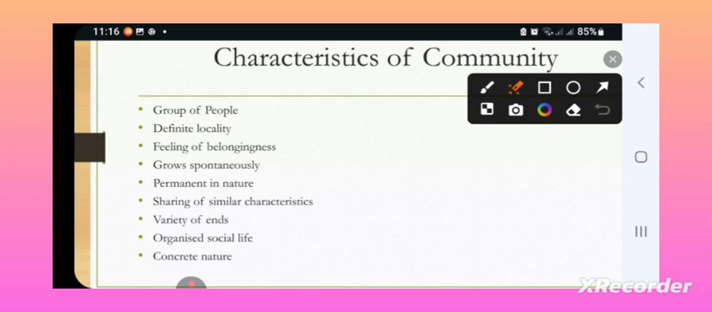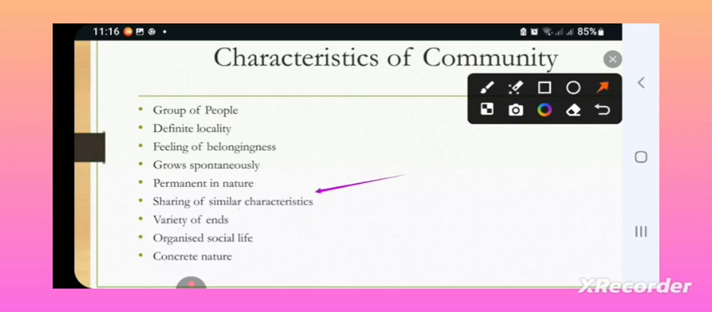Acquired spontaneously. A community typically arises naturally from people living and interacting together rather than being formally created by a government or law. Permanent in nature. While specific members may change, the community itself is generally a stable, long lasting entity.